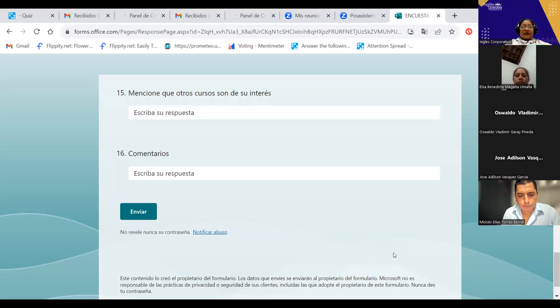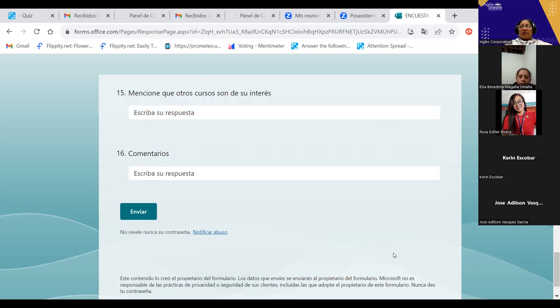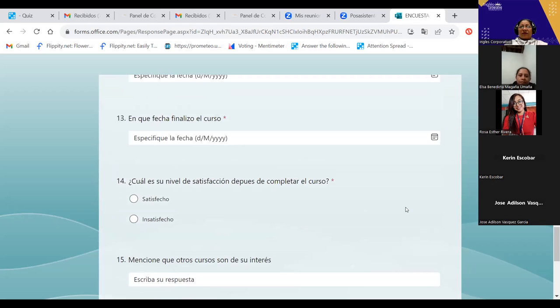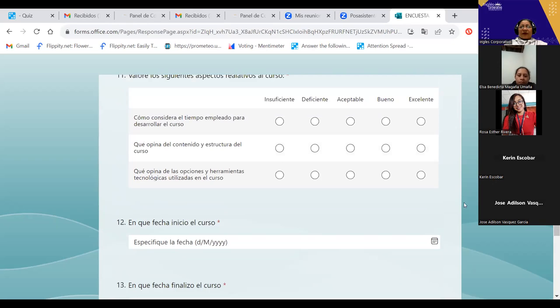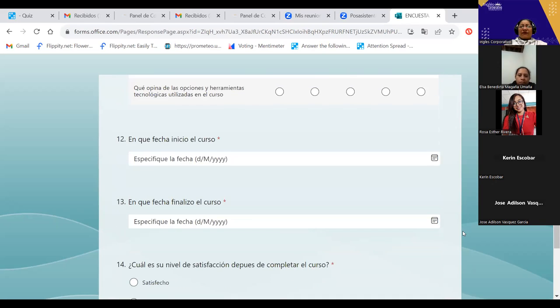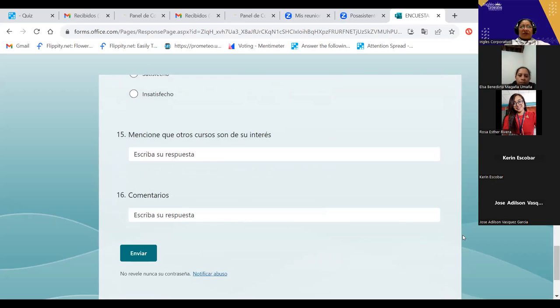Y ya no pudo ingresar. Sí, teacher. Débora, ¿verdad? Jennifer. No, teacher, se le fue. Ya estoy aquí, teacher. ¿No ha habido ninguna dificultad, chicos? ¿Todo va bien? Sí, teacher, por el momento todo bien. Ok.